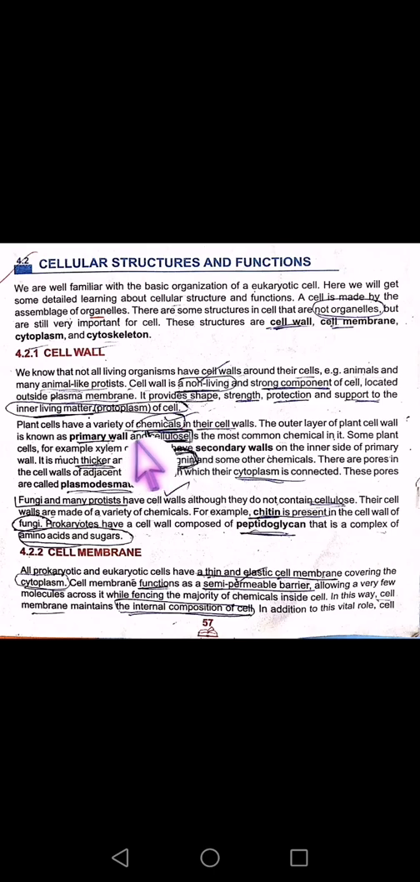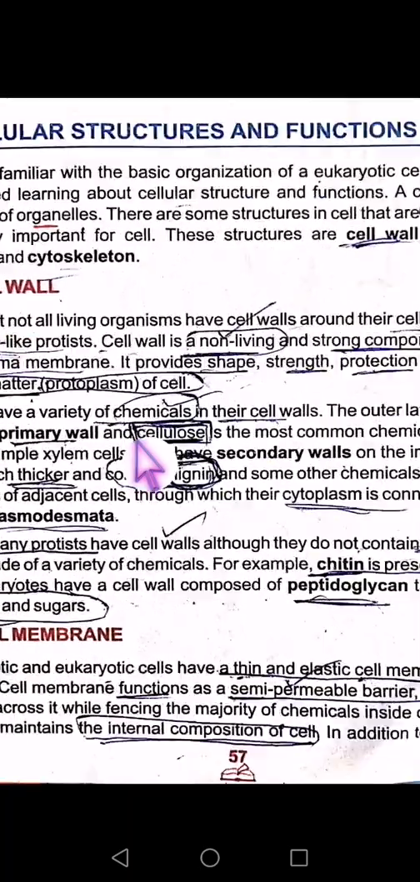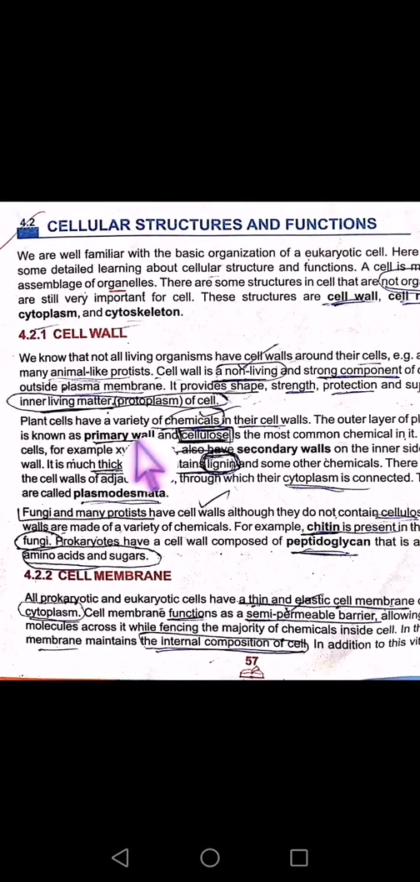Furthermore, plant cells have a variety of chemicals in their cell walls. The outer layer of the plant cell wall is known as the primary wall. Which chemical is present in the primary wall? If you get any MCQ on this, always remember, it is cellulose. Then some plants have secondary walls on the inner side of the primary wall. First the primary wall, inside it the secondary wall, and then comes the plasma membrane. The secondary wall is much thicker and contains lignin. So the primary wall has cellulose, and the secondary wall has lignin.